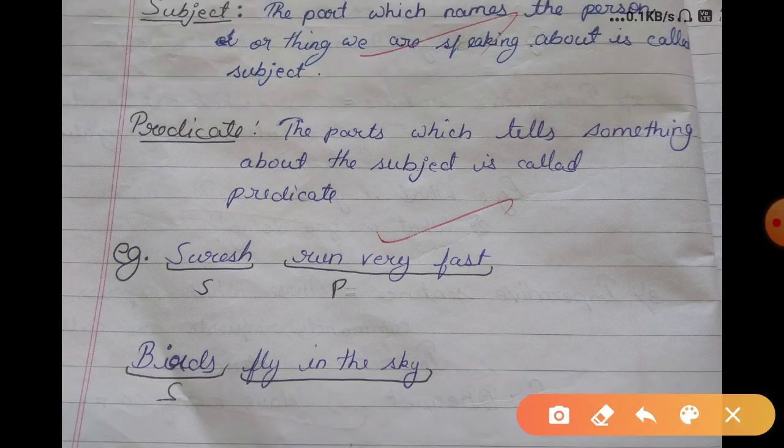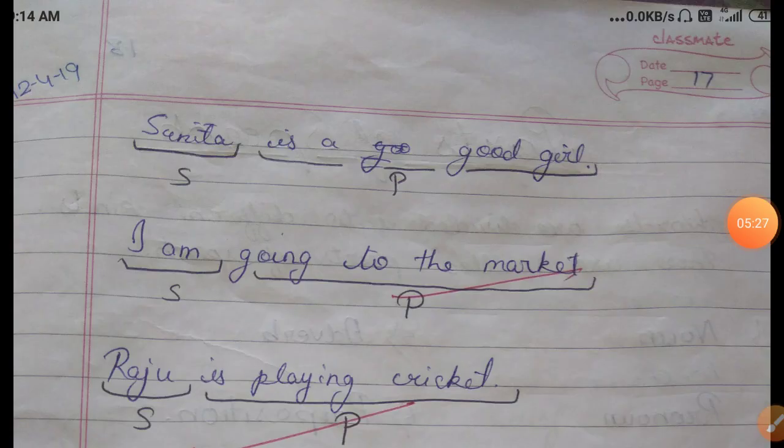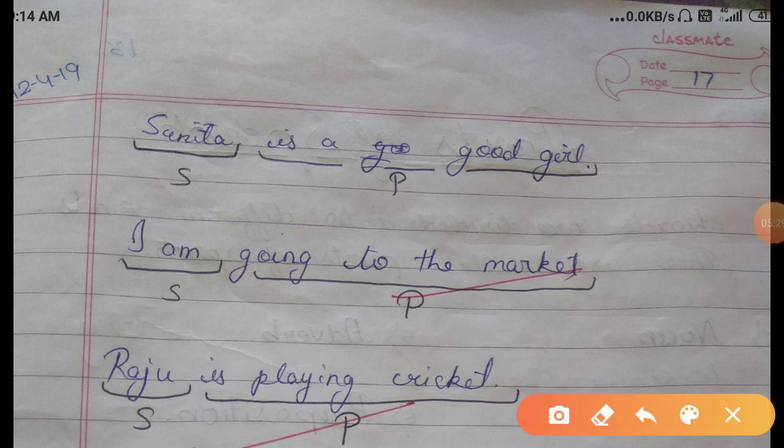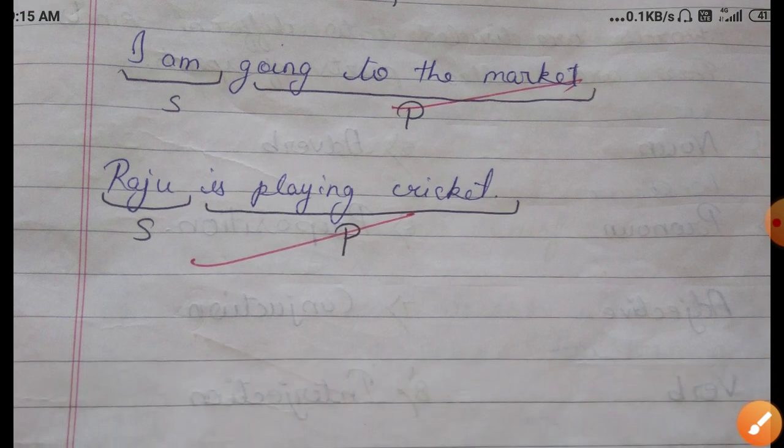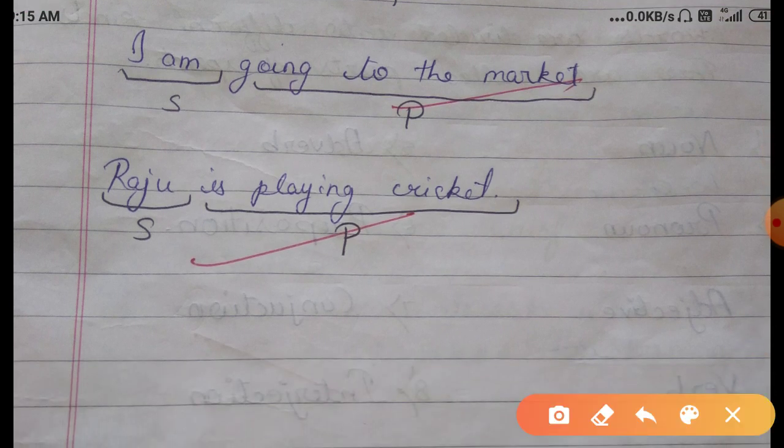Example number two. Bird flies in the sky. Bird is the subject and flies in the sky is the predicate. Now more examples. Sunita is a good girl. Sunita is the subject and good girl is the predicate. I am going to the market. I am the subject. Going to the market is predicate. Example number three. Raju is playing cricket. So Raju is subject. Playing cricket is predicate.